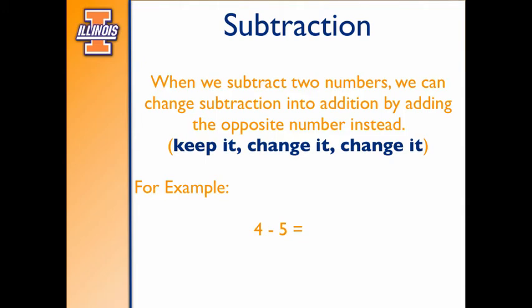For example, if we have 4 minus 5, we're going to keep the 4, we're going to change the minus to a plus, and the 5 changes into a negative 5. Now we just use the rules we already learned about addition. So 5 minus 4 is 1, 5 is bigger, so the answer is negative 1.